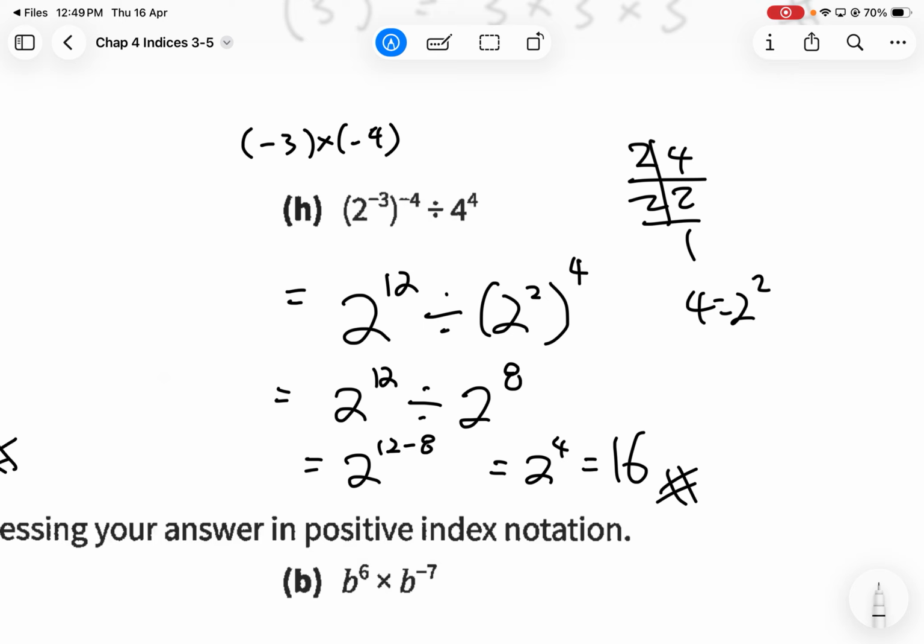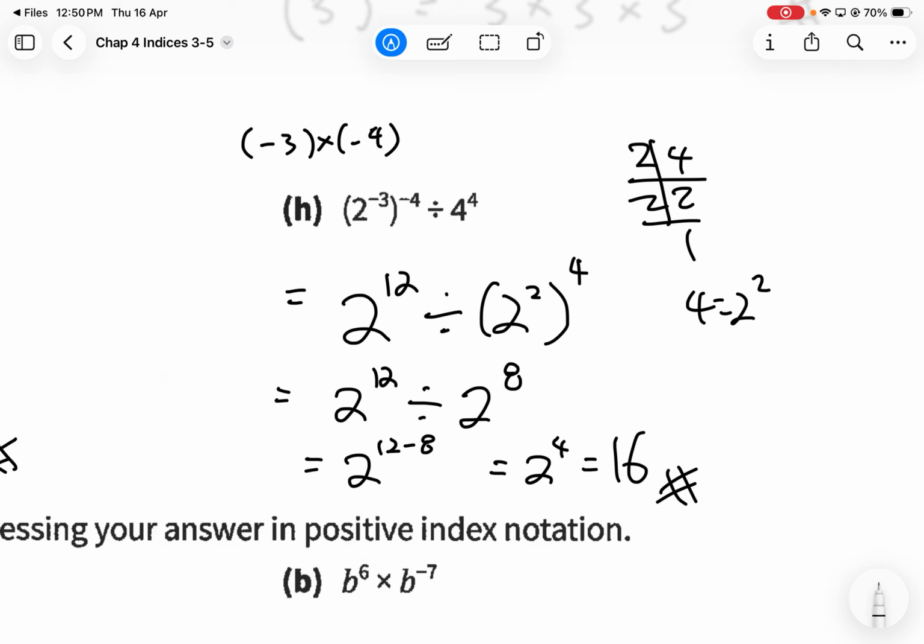Yes, hello. Don't understand this question. Why? 2 to the power of negative 3 to the power of negative 4. When we have a bracket to the power of something, the base will not change. I just multiply the index. Okay? You have pencil? Pen. Okay.